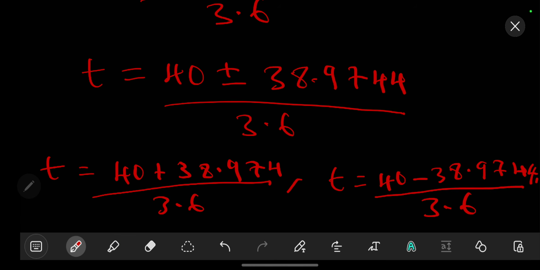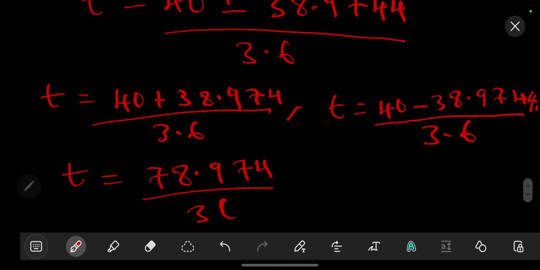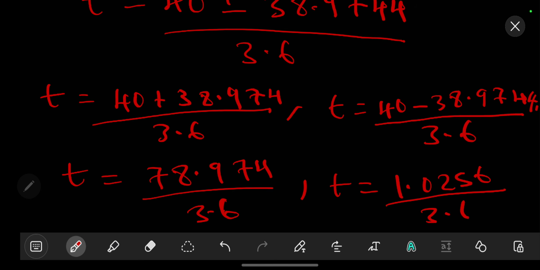So to get our final answer, when we add 40 plus 38.9744, it's going to give us 78.9744. Then we divide this over 3.6. Then if we subtract 40 minus 38.9744, this will give us a value of 1.0256. Then we divide by 3.6.